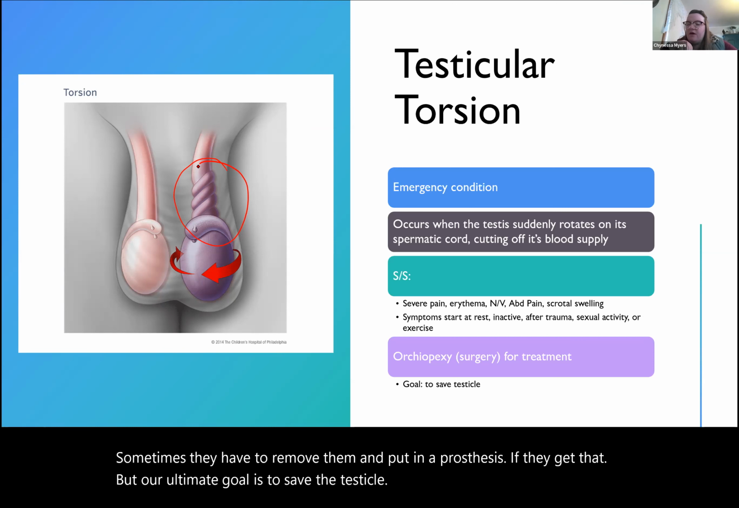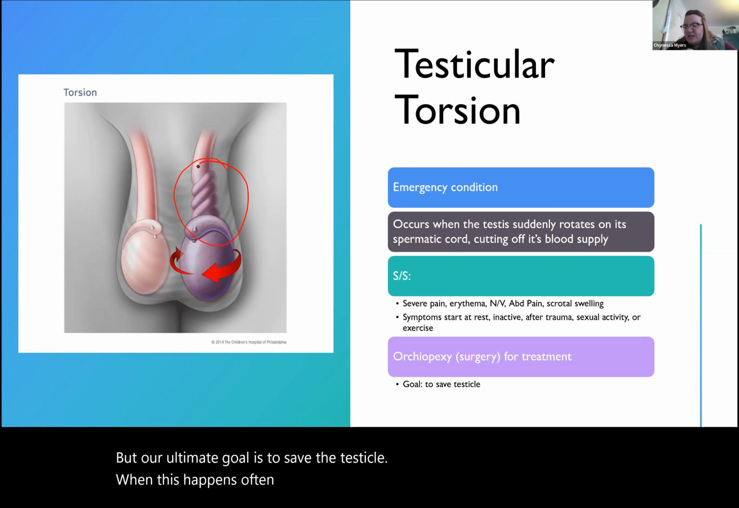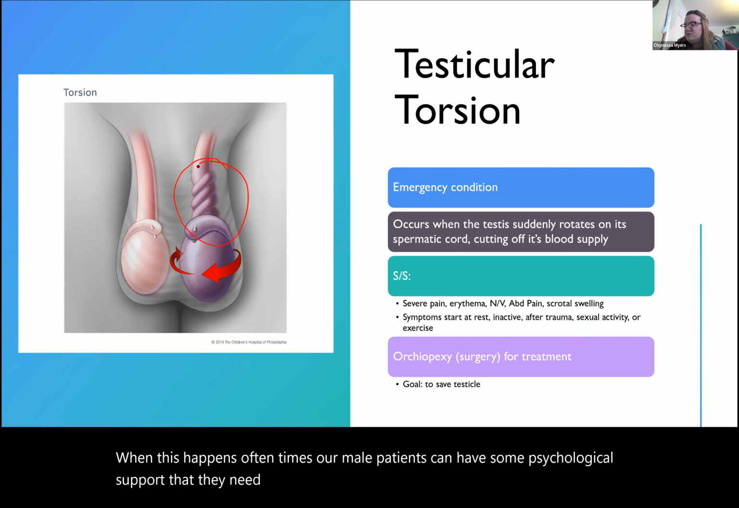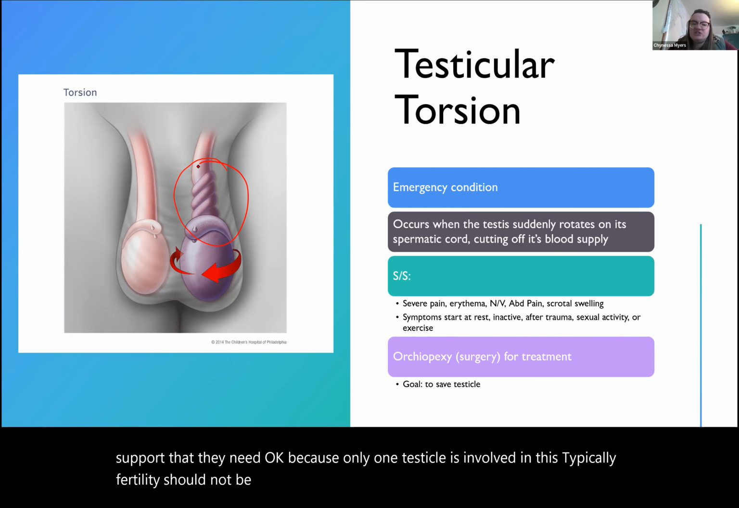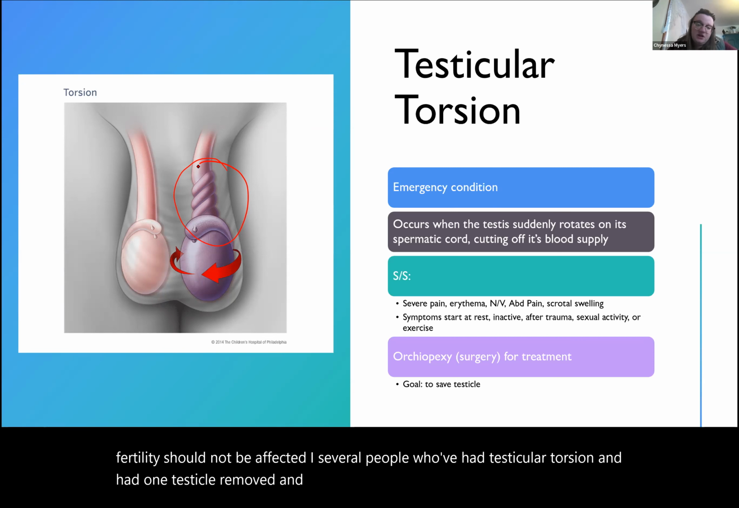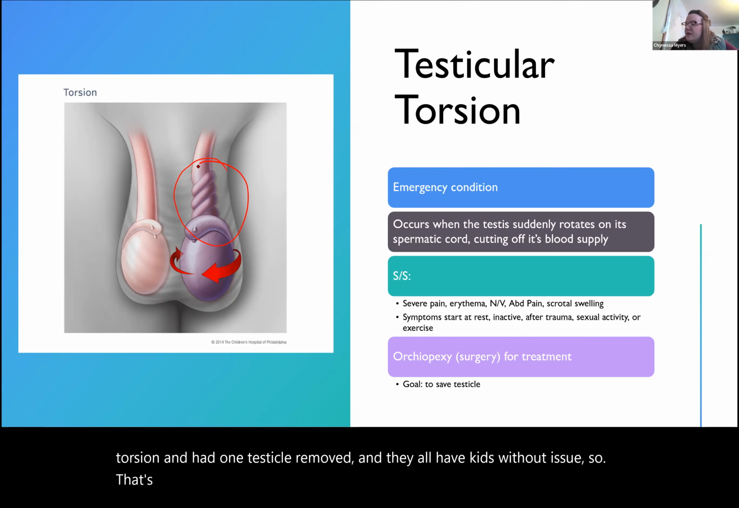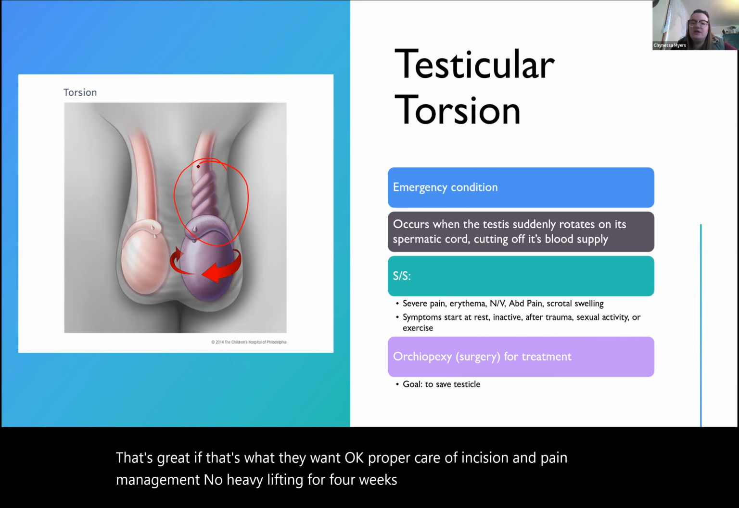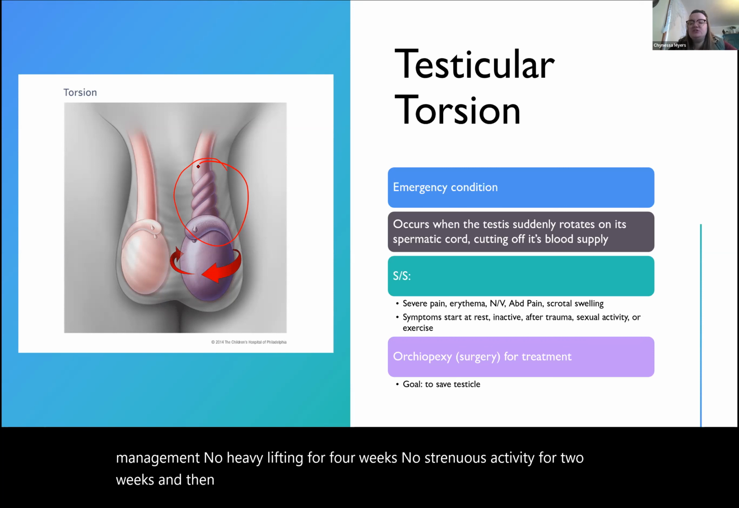When this happens, oftentimes our male patients can have some psychological support that they need. Okay. Because only one testicle is involved in this, typically fertility should not be affected. I actually know several people who've had testicular torsion and had one testicle removed, and they all have kids without issue. So that's great if that's what they want. Okay. Proper care of incision and pain management, no heavy lifting for 4 weeks, no strenuous activity for 2 weeks. And then you want to teach men to do testicular self-examination.